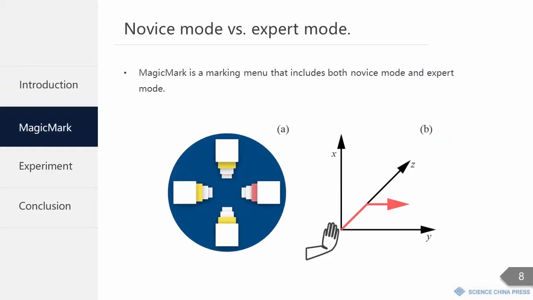MagicMark is a marking menu that includes both novice mode and expert mode. Figure 1a illustrates the novice mode in which a user selects the root menu with 3-dimensional depth information, and then selects the submenu item with 2-dimensional direction information. Figure 1b shows the expert mode in which users make 3-dimensional zigzag compound marks to activate the menu item.